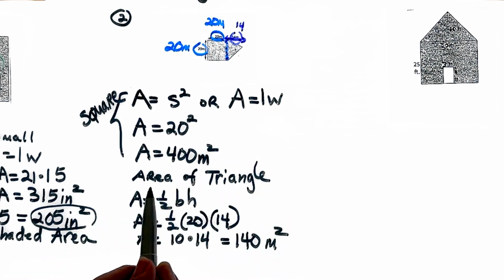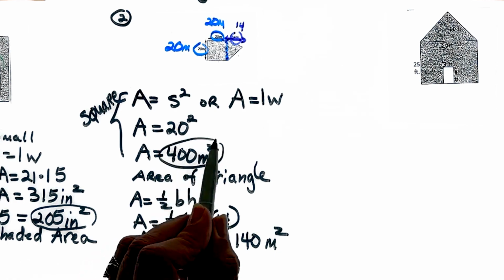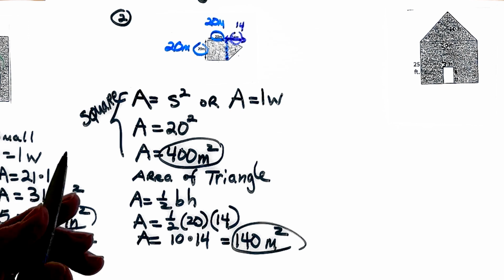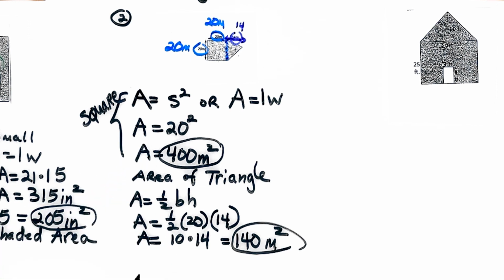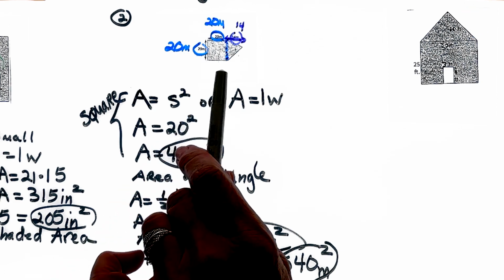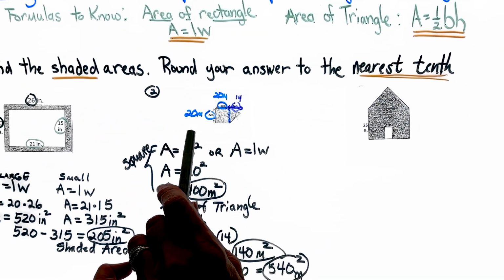So for the composite shape, notice it's a square and it is a triangle. We are going to have to add these two numbers together in order to get the total area of that shape that kind of looks like a house. So I'm going to say my area is equal to 400 plus 140, and we know that is 540 meters squared. And again, this would be the answer for this composite shape that is made up of a square and a triangle.